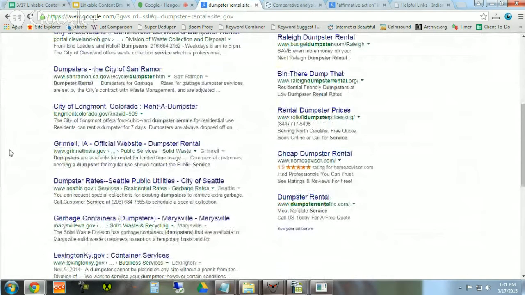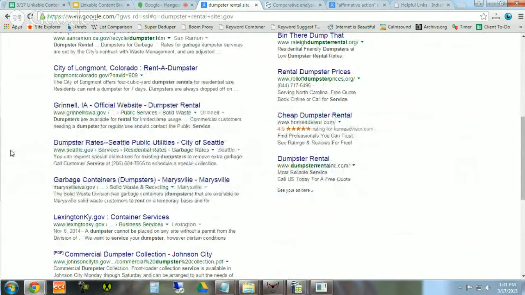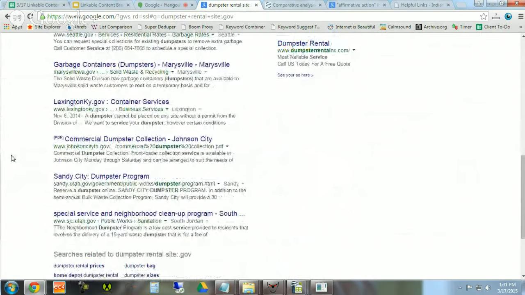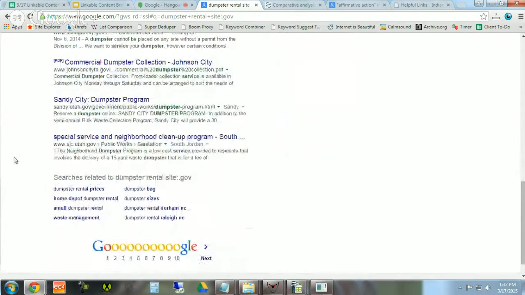So this mostly looks like ways for people to rent from the city, container services, dumpster programs. This is interesting. Neighborhood cleanup programs. So purposes for dumpsters that are going to have some linkability. Neighborhood cleanup. That could be a huge topic direction. It has a mission to it, and it's something that you could create a lot of.